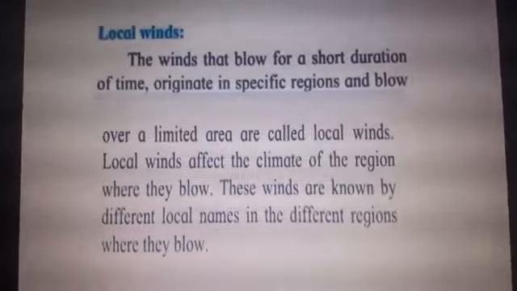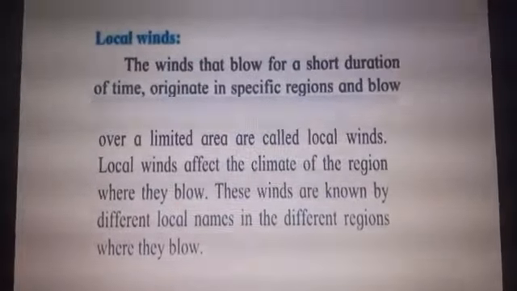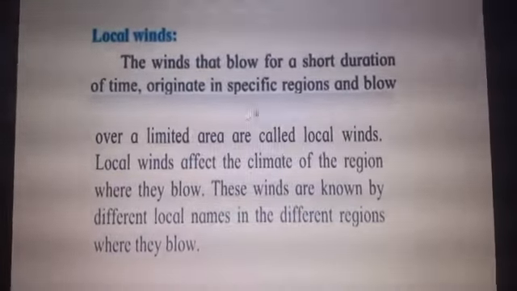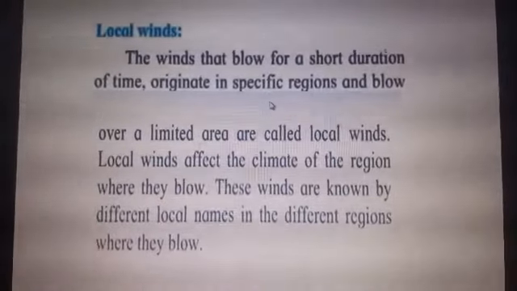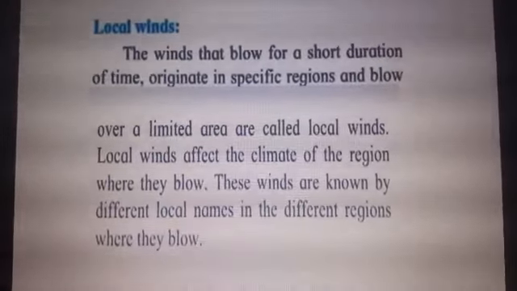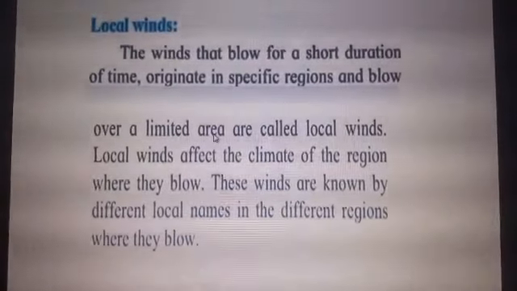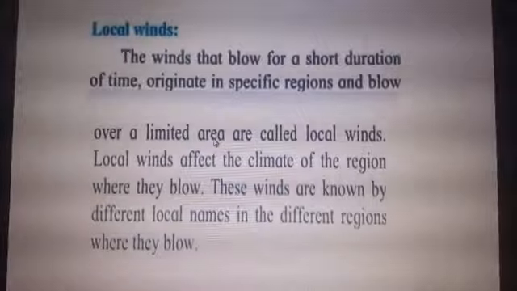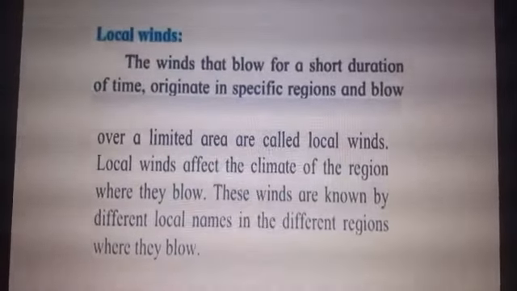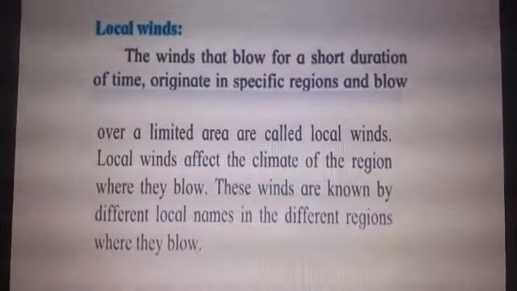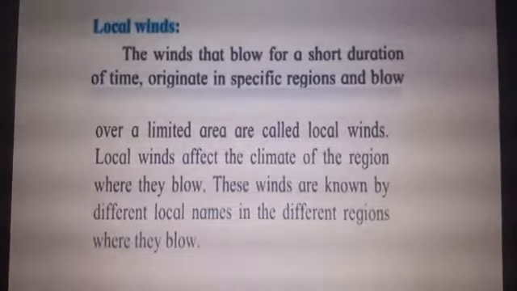So the winds which are generated in a particular area, in a local area only, for a short period, originate in specific regions. These winds blow in a particular area only, not everywhere, and blow over a limited area. Suppose a high pressure area is developed and the air pressure is low elsewhere. So what happens? The winds blow from the high pressure area to the low pressure area in a particular region only. So these winds are called local winds.